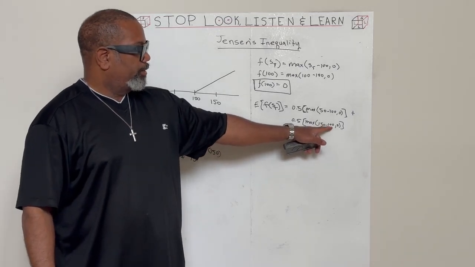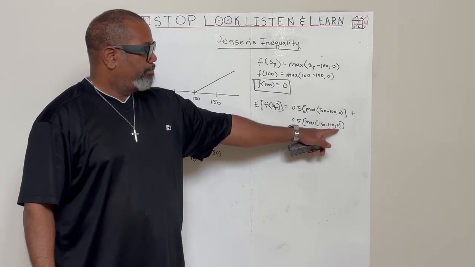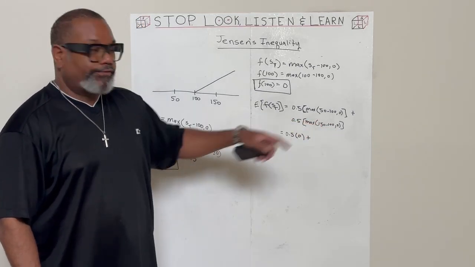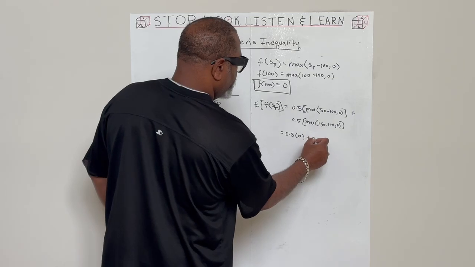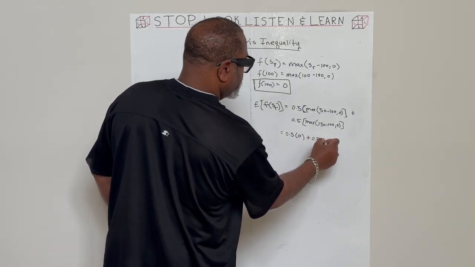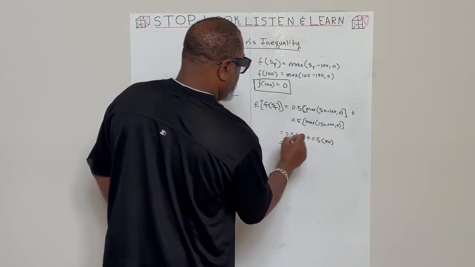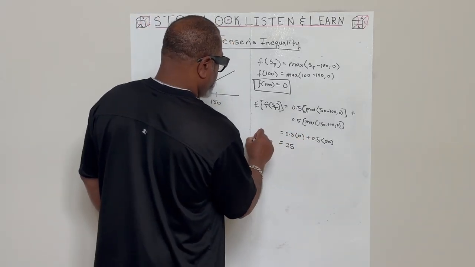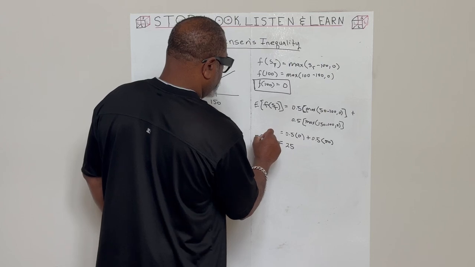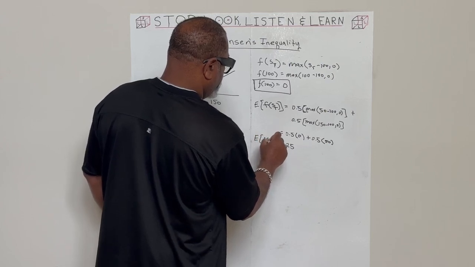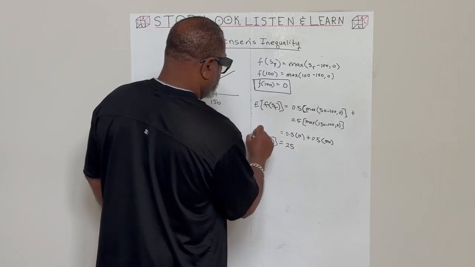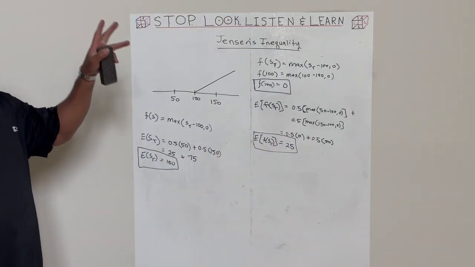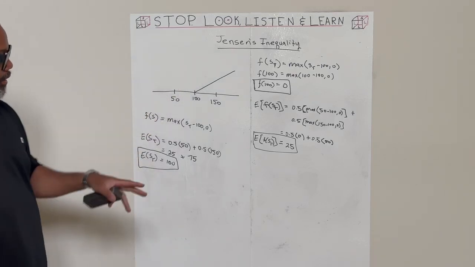150 minus 100 is 50. Compare that to 0. 50 is greater than 0, so we're going to pick the greater of the two, which is 50. So that's going to be 0.5 times 50, and that's 25. So what you can see is that the expected value of the function is equal to 25. Now, what Jensen's inequality says is this.